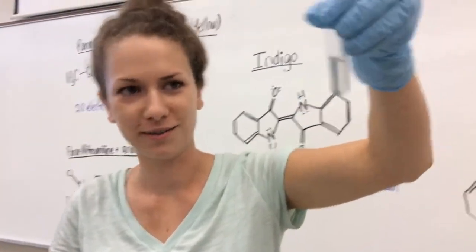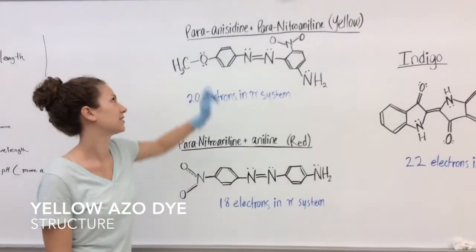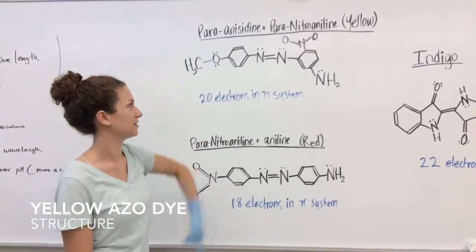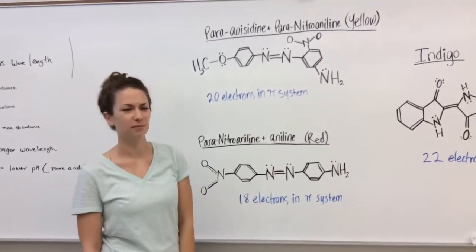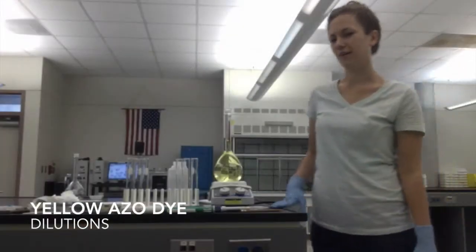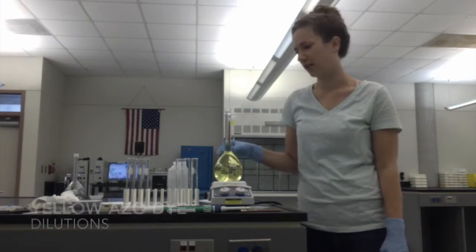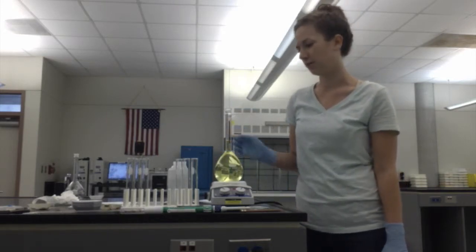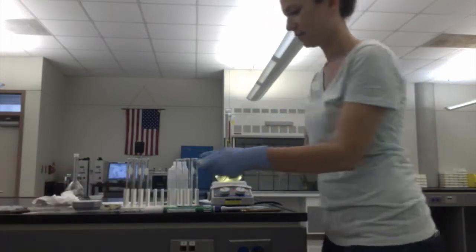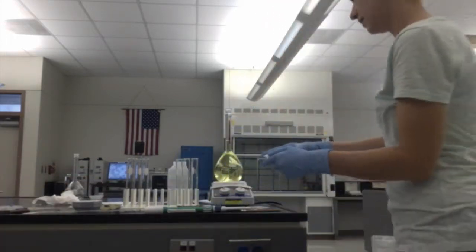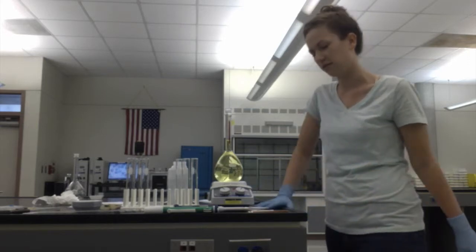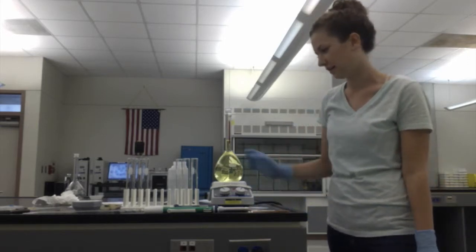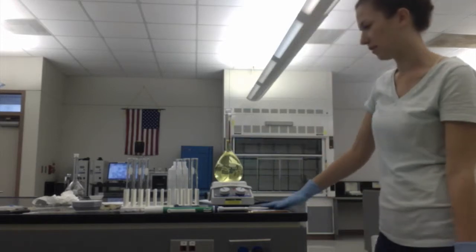So that's pretty cool. Alright, so this is our yellow azo dye, as you can see, and it has 20 electrons in its pi system. Alright, so right now I have been dissolving our yellow azo dye in water because it's water soluble. So here's the dye. I dissolved 0.005 grams of the dye in 500 milliliters of water.